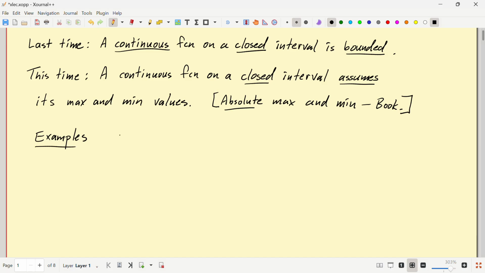Okay, here's an example. So here's a typical example. I might have a function that does some wiggling. Let's say it starts here, wiggles around, and then goes up. Here's A, here's B. That's a continuous function on a closed interval AB. And here, the max is the right endpoint, and the min is the left endpoint.